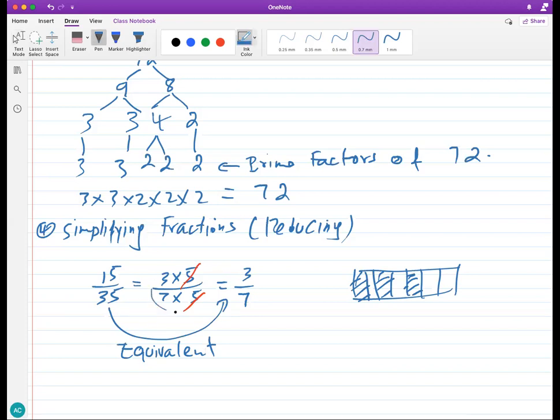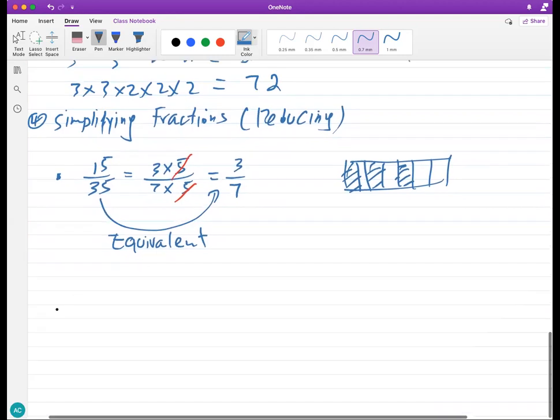And you can either do it this way by breaking down both numbers, or sometimes if you can spot the largest number that goes into both, you can do that as well. You can do it right away. Let's look at another one. Let's say you have maybe 14 over, let's say, 28.